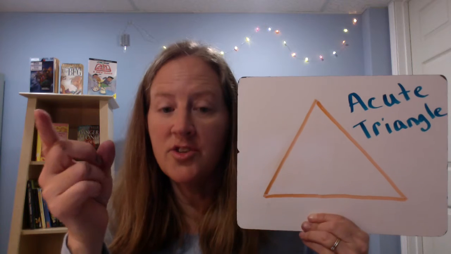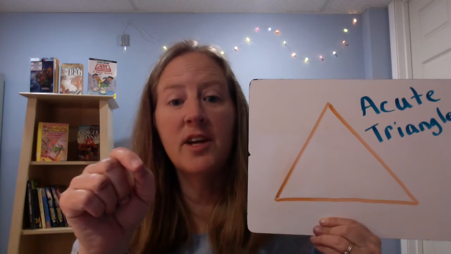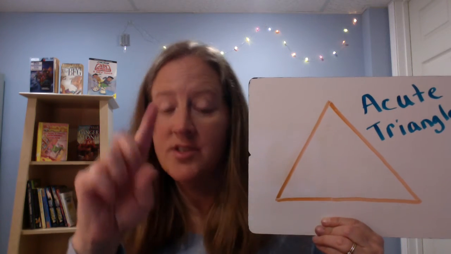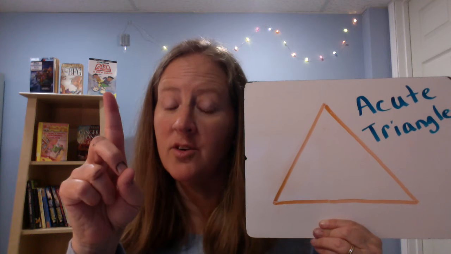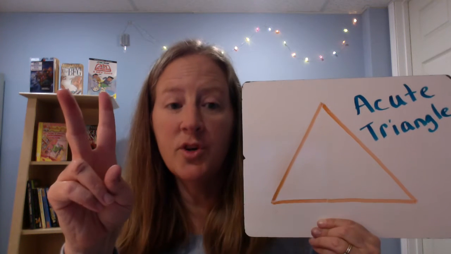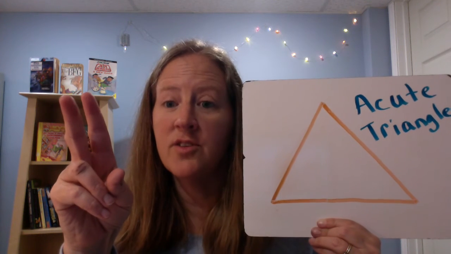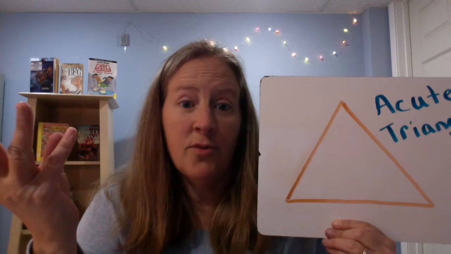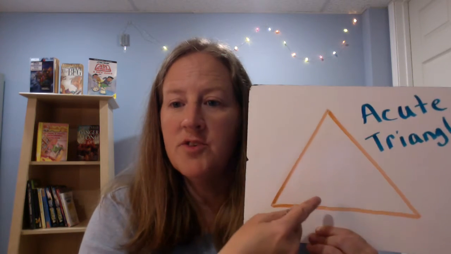So here are the questions you ask yourself when you're trying to figure out what kind of triangle it is. Number 1, is there a right angle in this triangle? Number 2, is there an obtuse angle in this triangle? And then number 3 is just, if it isn't right and it isn't obtuse, it must be acute.